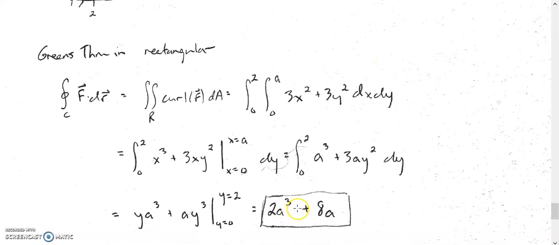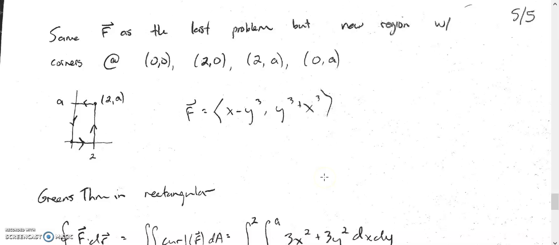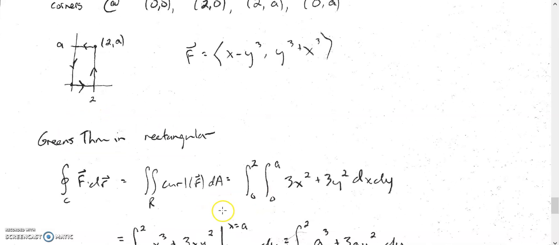I get 2a cubed plus 8a. So let's come up here, just to have it up here again, there's my vector field. This is what the path looks like. I start at the origin, go out, go up, go over, go down. This could be done directly, potentially moderately quickly, because all of the dx's and the dy's would be 0. Maybe that would be a good problem for me to give to you, to calculate each of these pieces on their own. But we're going to go ahead and do it with Green's theorem right now.